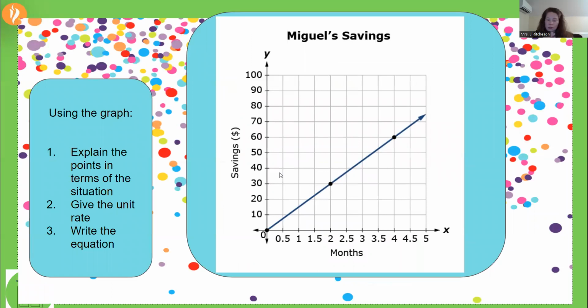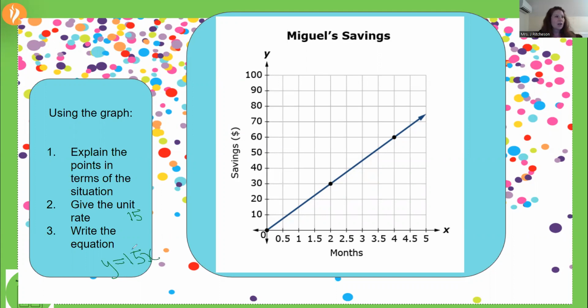All right, I want you guys to try to do these on your own. Explain the points in terms of the situation, give the unit rate, write the equation. So what does this point mean? We would be able to save $30 in 2 months. What does this point mean? We would save $60 in 4 months. So what is the unit rate? What's 60 divided by 4? What's 30 divided by 2? So 1 would be what? 15. What's the unit rate? The unit rate is 15. So our equation is y is equal to 15x.